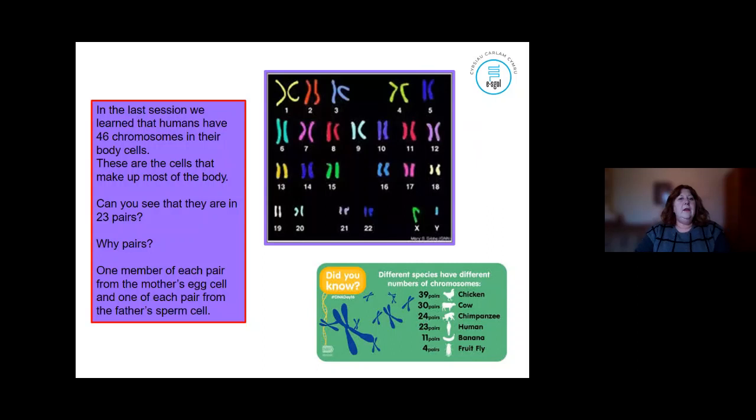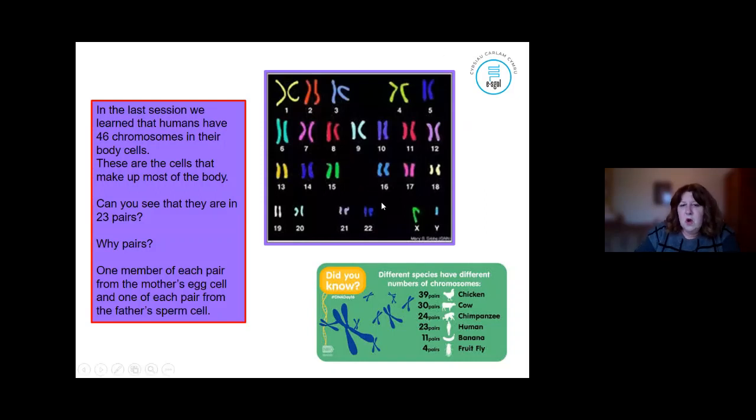So moving on then, we know we've got 46 chromosomes in body cells. We've discussed that last session, and body cells make up most of the body. They're not all of the cells in the body, but they make up most of the cells. But you can see from that image in front of you that we have 46 chromosomes, arranged in 23 pairs.